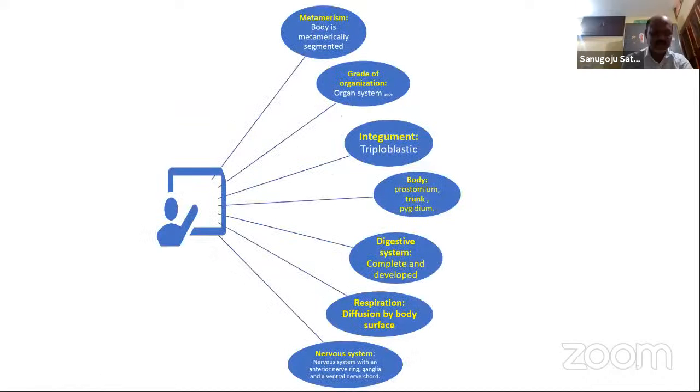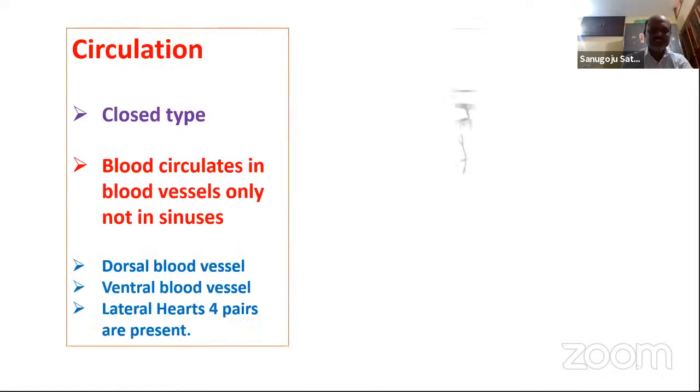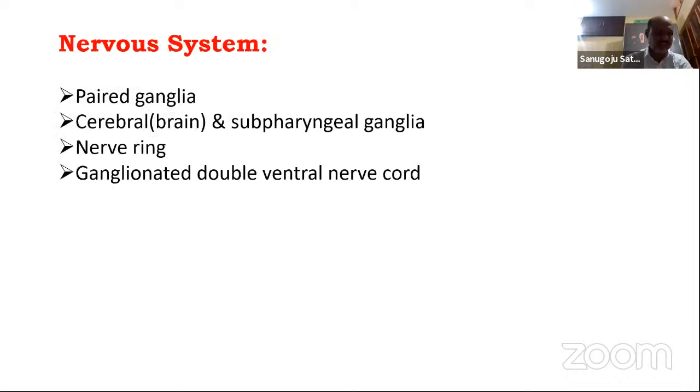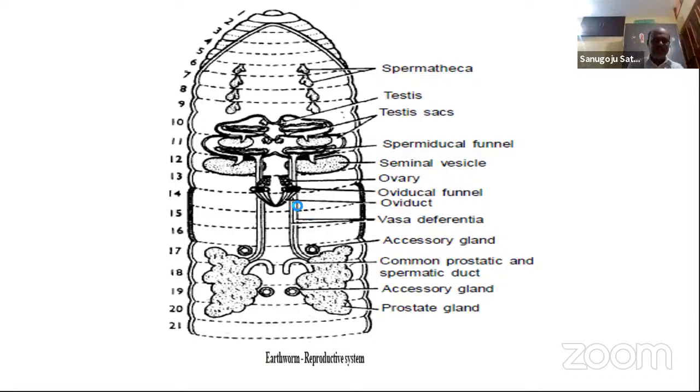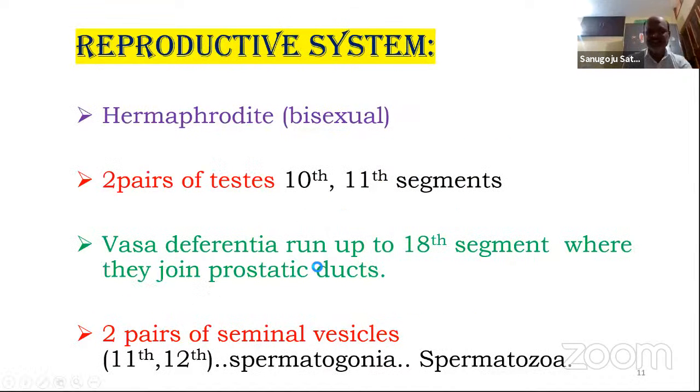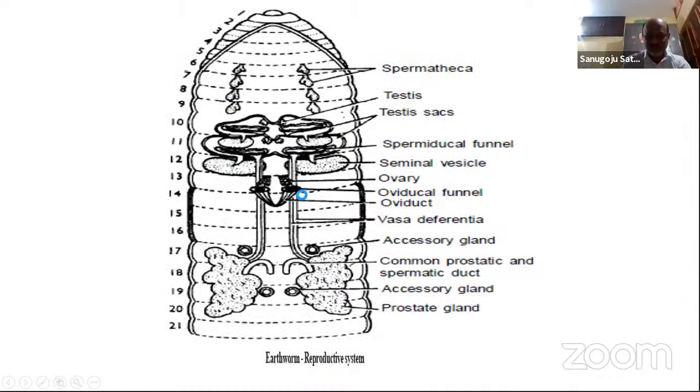Okay, now we have to discuss this once again: the female reproductive system consists of a pair of ovaries. Here we see once again that these are hermaphrodites, with 2 pairs of testes in the 10th and 11th segments, and vasa differentia running up to the 18th segment, as we discussed clearly. Here we see the female reproductive system. These are the oviducal funnels. These are the oviducts. They unitedly open on the ventral side by a female genital pore. The ventral single median pore is called the female genital pore.